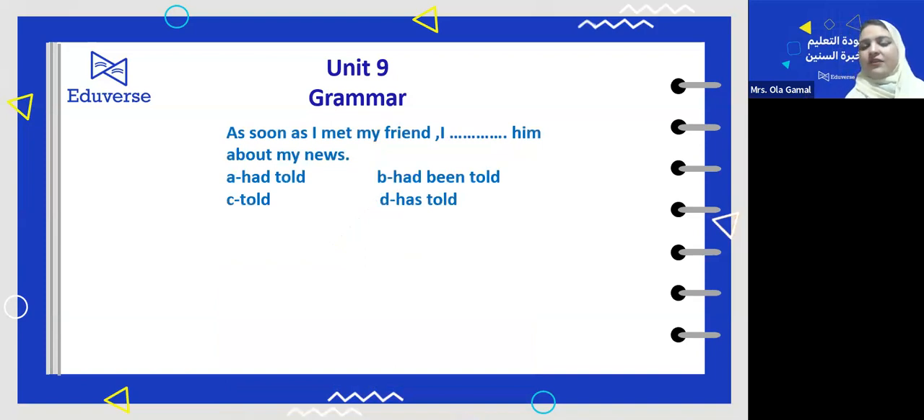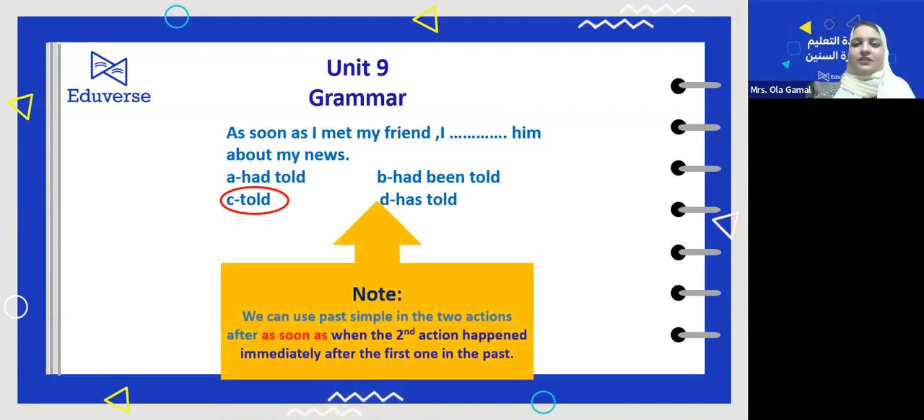As soon as I met my friend, I told him about my news. Someone might say that after as soon as we should use past perfect, but we can use past simple in the two actions after as soon as when the second action happens immediately after the first one. Write this in your notebook, it's very important. So, as I said, we use the past simple in the two actions after as soon as if the second action happens immediately after the first action.